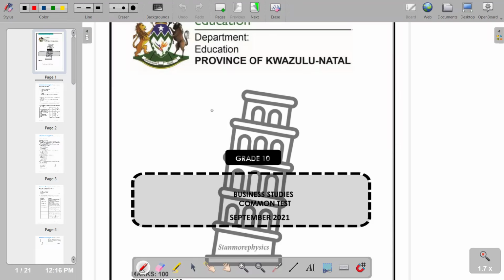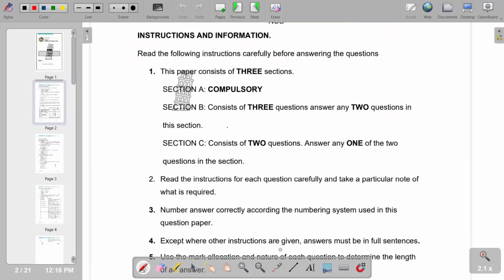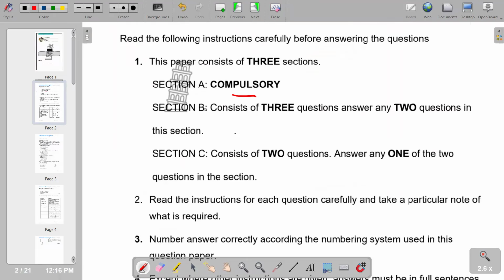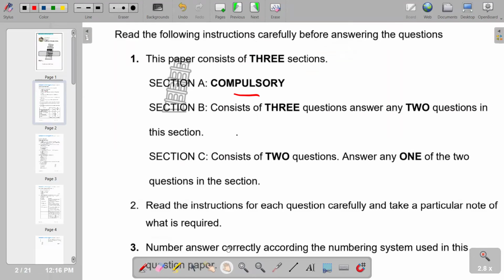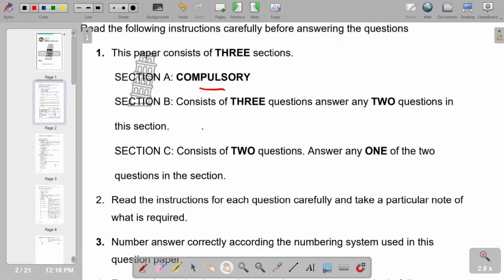We are still looking at the common tests of September. So we have a question paper from September 2021. On the instructions and information, this paper consists of three sections. Section A is compulsory, meaning we have to answer all questions in section A. There are no options in terms of section A. Section B consists of three questions, answer any two questions. Then section C consists of two questions, answer one of the two questions in this section. So that is what we have.